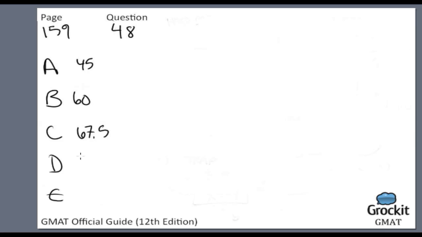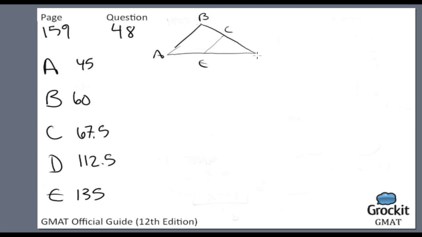The answer choices are 67.5, 112.5, and 135. So in the figure above, if line or segment AB is parallel to segment CE, and CE equals DE and Y equals 45, then X equals what? So we're given a diagram that looks like this. That's more or less right: A, B, C, E, and D.